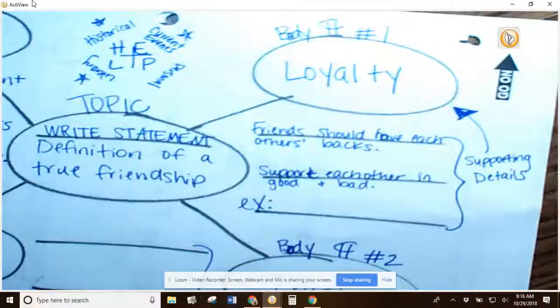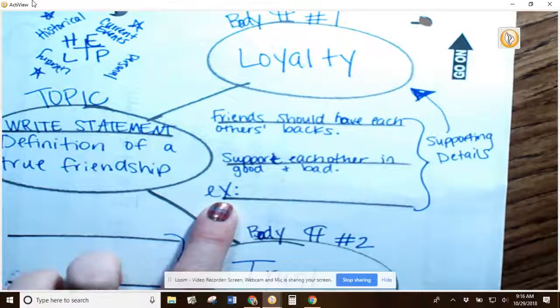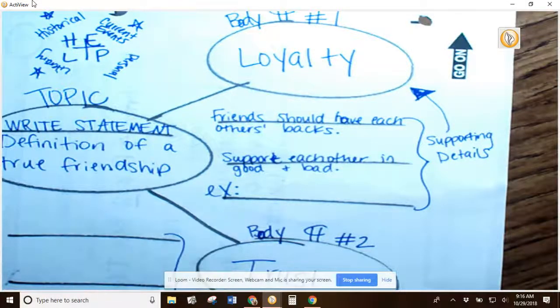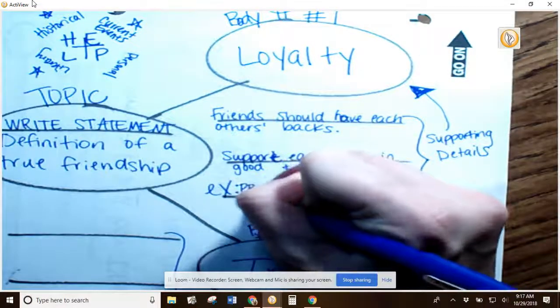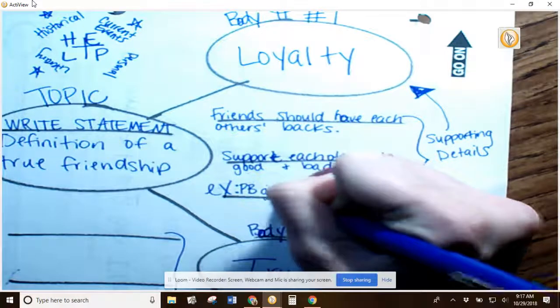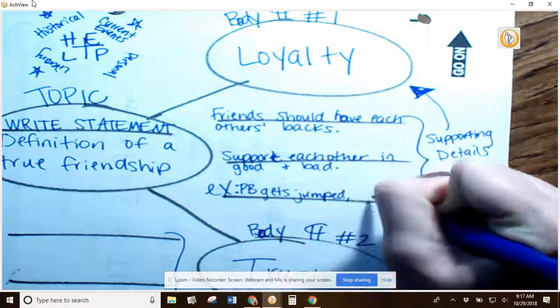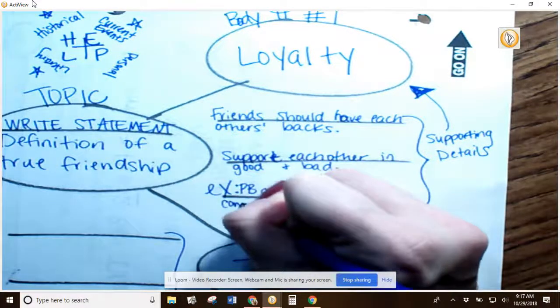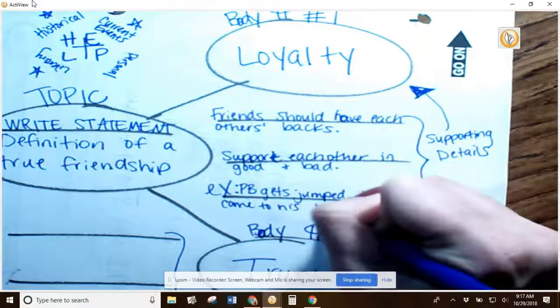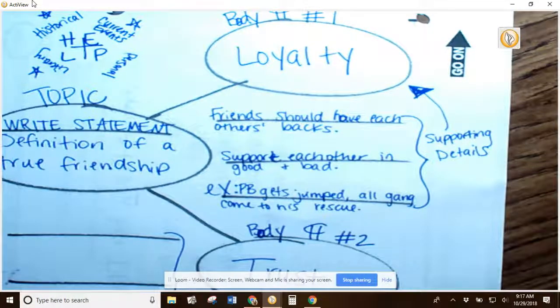So let's think of an example. Can anybody think of an example from The Outsiders that shows why loyalty is an important trait of a true friendship? How are they loyal? What is an example of how loyalty is important? When Pony Boy was getting jumped, they all came to help him. Okay, so when Pony Boy gets jumped, the whole gang, greasers, come to his rescue. Okay, that would be a good example.